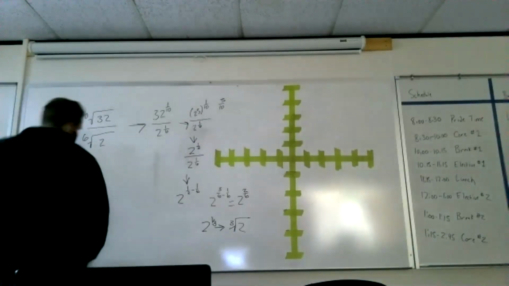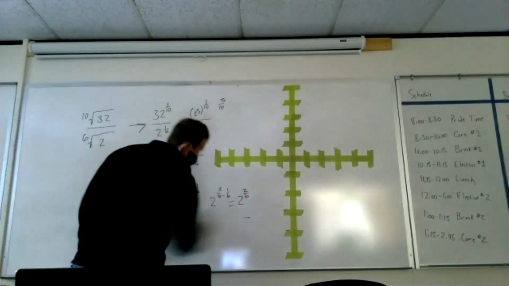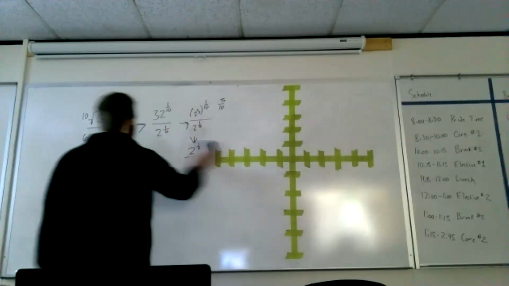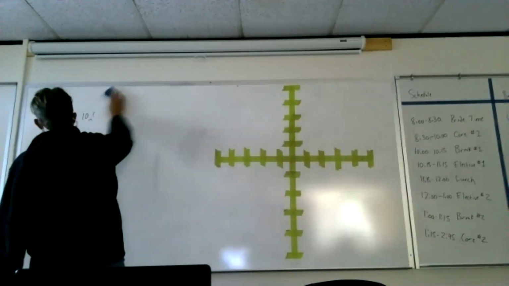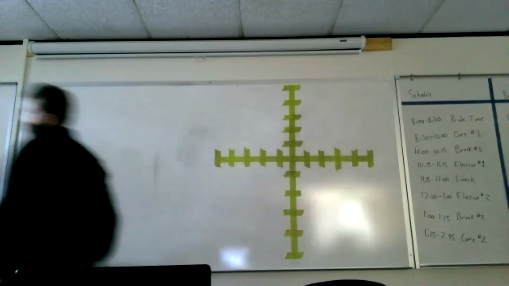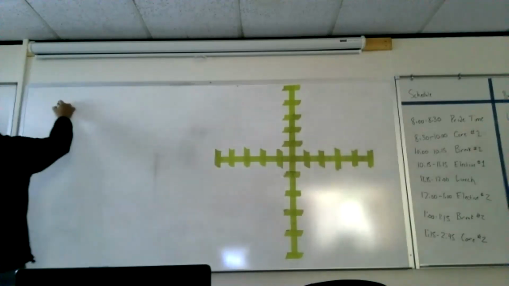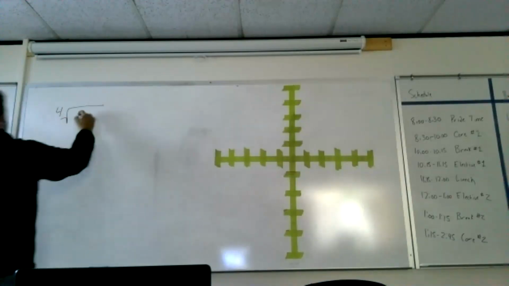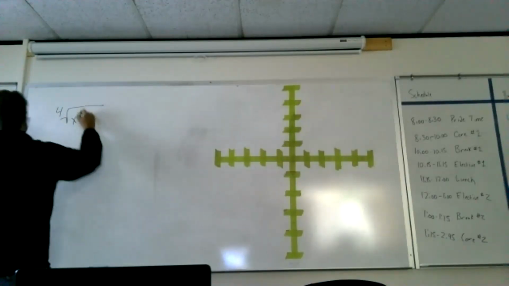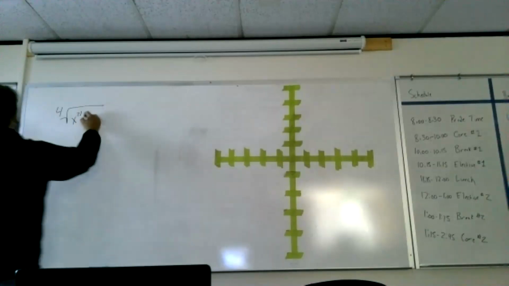Okay, then the last one that we have is example B. It says the fourth root of x to the 21st, y to the 15th.